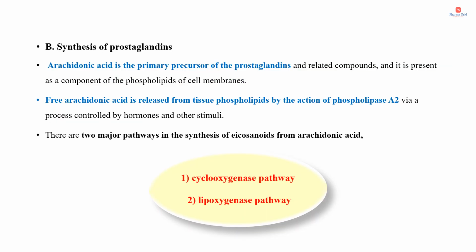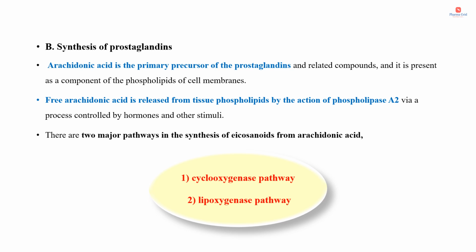So these prostaglandins have hormone-like effects in the body. But unlike hormones, a specific gland does not release them. So this is the difference between the prostaglandins and the hormones. Rather, the body has numerous tissues that can make prostaglandins.